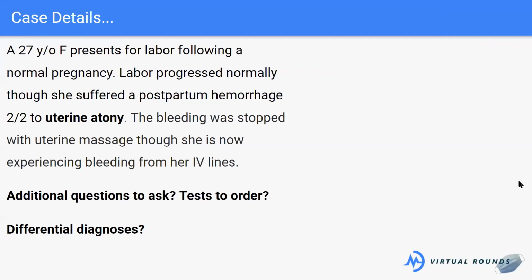I can read. A 27-year-old female presents for labor following a normal pregnancy. Labor progressed normally, though she suffered a postpartum hemorrhage due to uterine atony. The bleeding was stopped with uterine massage, though she is now experiencing bleeding from her IV lines.